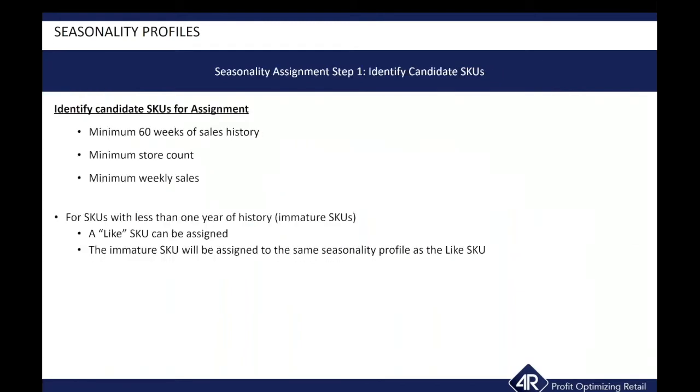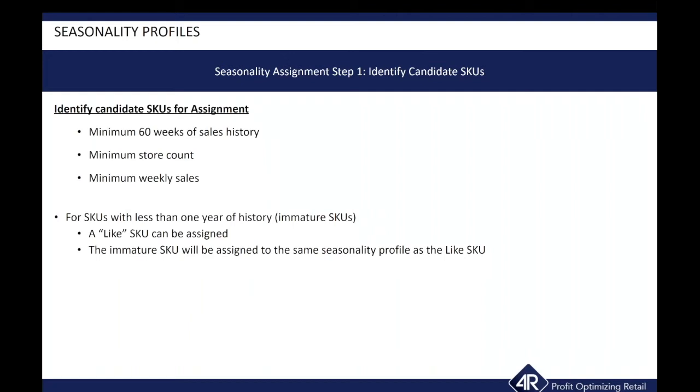So the first step in this seasonality assignment process is identifying the candidate SKUs for assignment. The potential candidate SKUs must have a minimum of 60 weeks of sales history. They must also fulfill a minimum store count threshold. So for example, a SKU must be on hand in at least 10 stores within the chain. And they must also fulfill a minimum weekly sales threshold. So for example, a SKU must sell at least 1 sales unit per week.